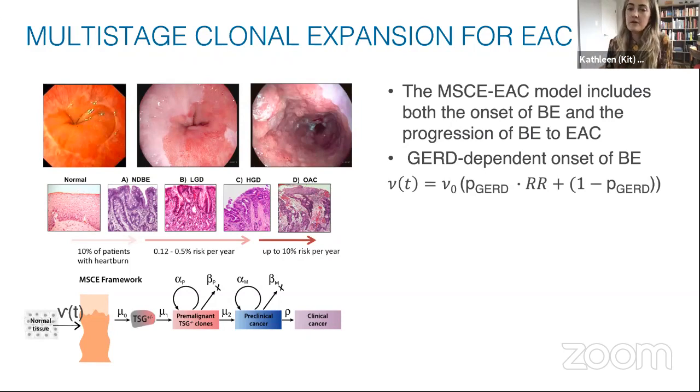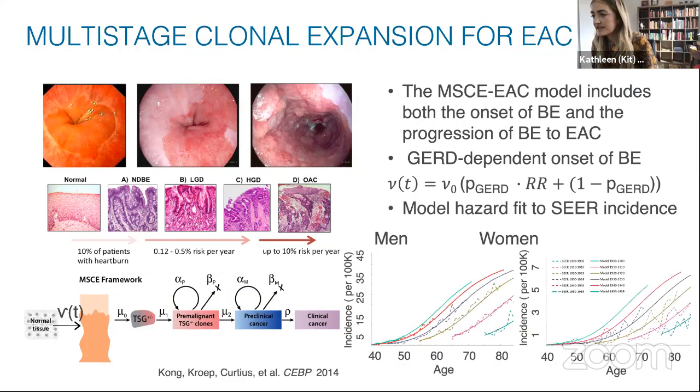So of course we come in and we apply this model. We've got this multi-stage clonal expansion model for esophageal adenocarcinoma. I introduced that we've got this rate of Barrett's onset, which I call nu, and we incorporated the dependence on gastroesophageal reflux disease patients by making it an age-dependent GERD rate, where you've got the prevalence of GERD in the population at age t with a relative risk RR, and then the non-GERD population, 1 minus P of GERD. This is the baseline parameter that's pulled out from incidence data. We actually did this back in 2014 with this model and fit to SEER incidence.